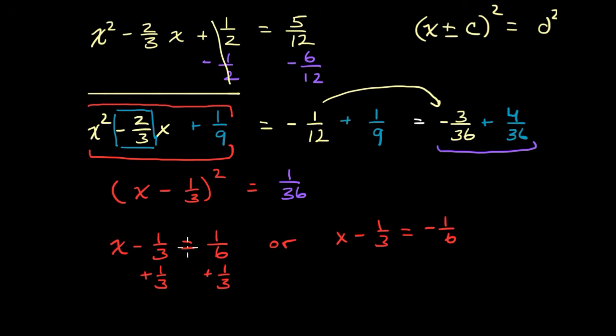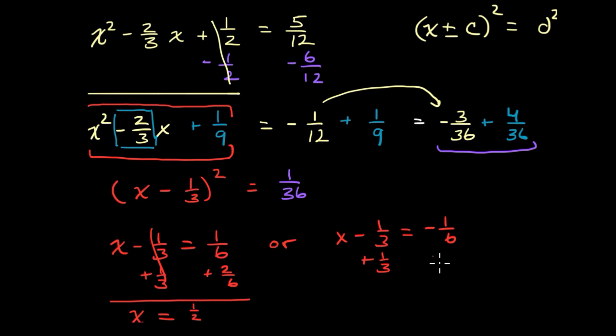And 1/3 is the same thing as 2/6. So let me do that as 2/6. And so these cancel out. And on this side, I get x is equal to 1/6 plus 2/6 is 3/6, which is the same thing as 1/2. Or over here, I'm going to add 1/3 to both sides.